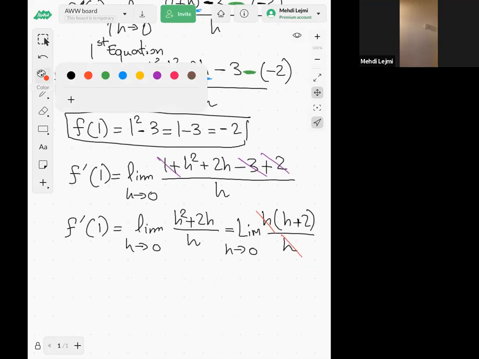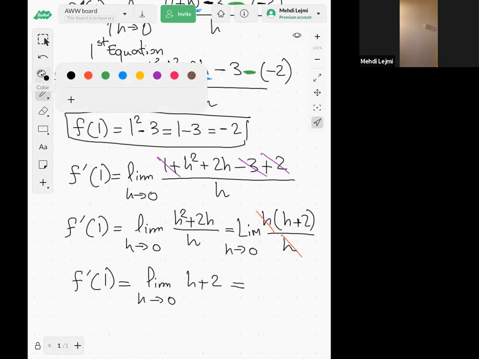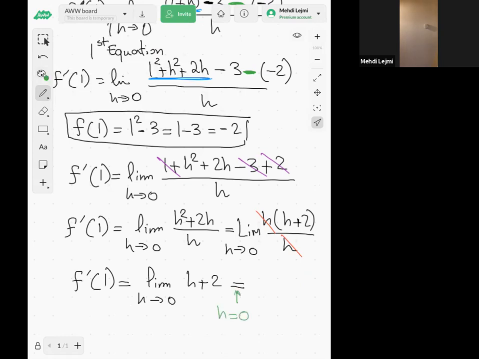So f prime of one is the limit, h going to zero, of h plus two. Now we are done with simplification, just replace h by zero. So that's zero plus two, and so the answer is two. What I'm saying here, guys, is that f prime of one is equal to positive two.